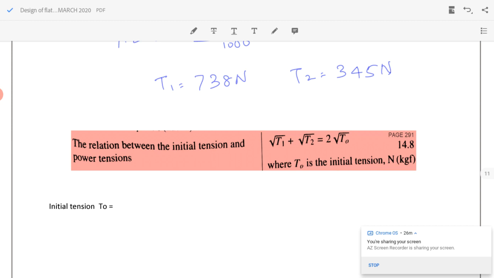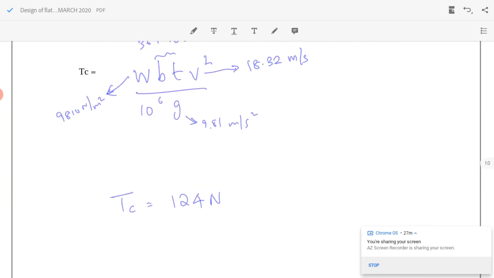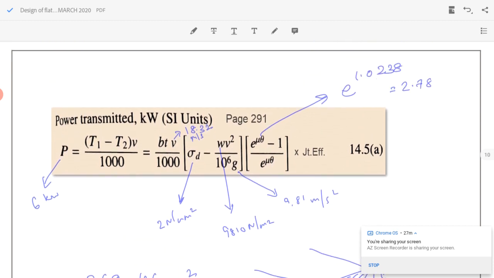And initial tension can be found from equation 14.8. From 14.8 we can find that root T0 equal to root T1 plus root T2 whole divided by 2, that will be equal to 523.04 Newton. So the only thing we have to consider is that in all the cases power should be equal to nominal power multiplied by service factor: 6 kilowatts into 1.2. In all the cases power should be substituted with maximum power. We can get all those values.